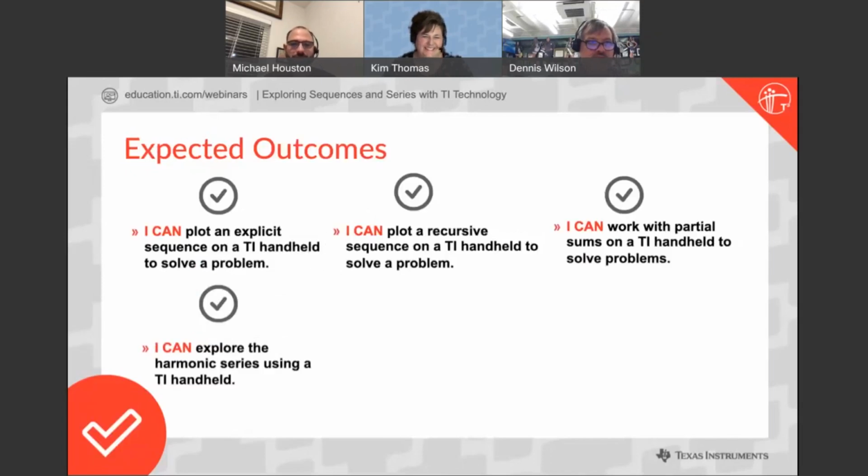Kim, at this point, would you discuss through the expected outcomes? So by the end of the video, we would hope that you can plot an explicit sequence on a TI handheld to solve a problem. We would hope that we can plot a recursive sequence on a TI handheld to solve a problem. I can work with partial sums on a TI handheld to solve problems, and I can explore the harmonic series using a TI handheld.